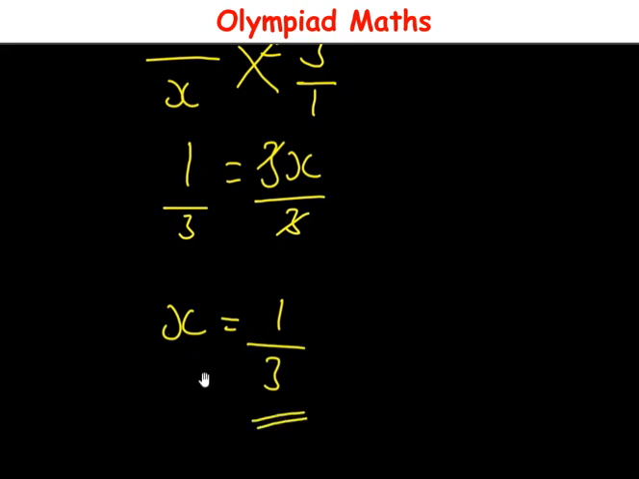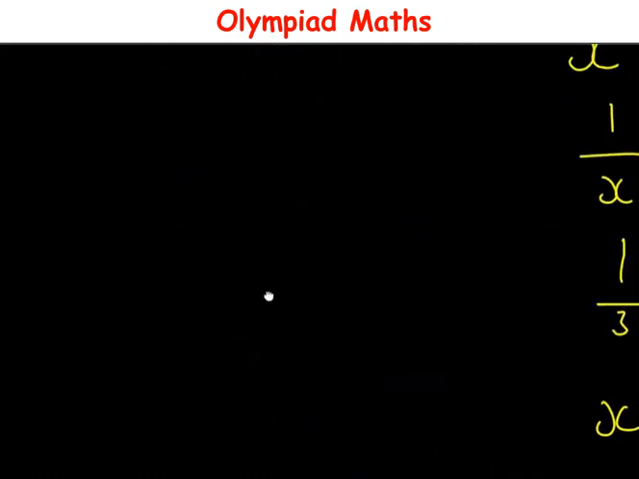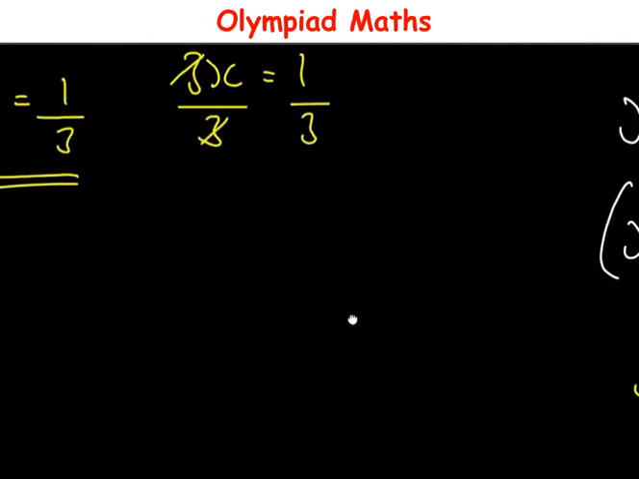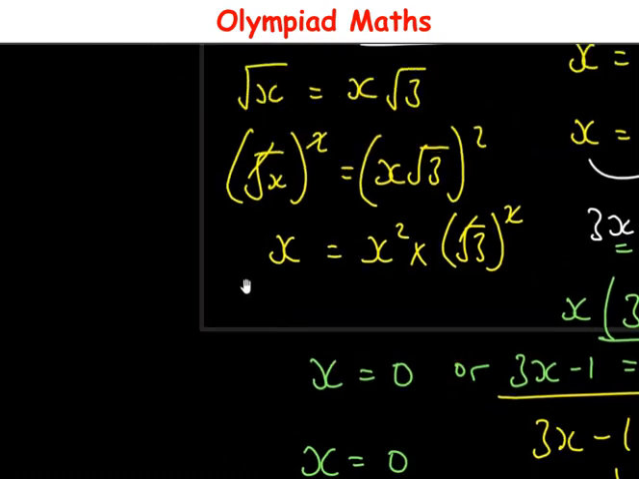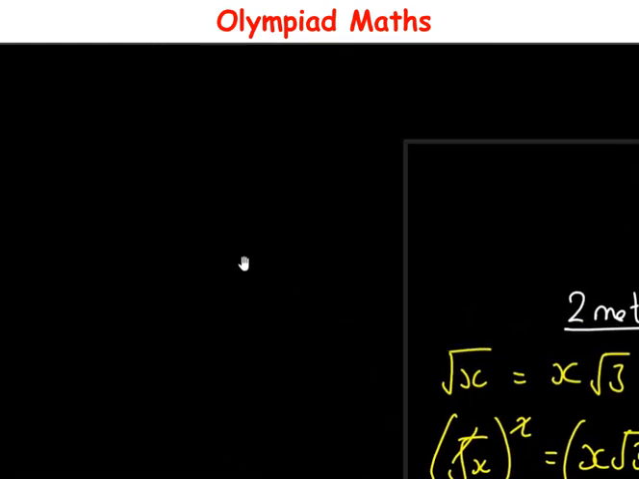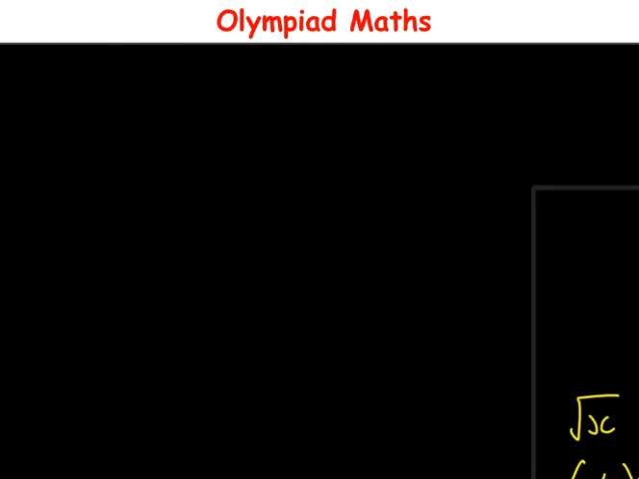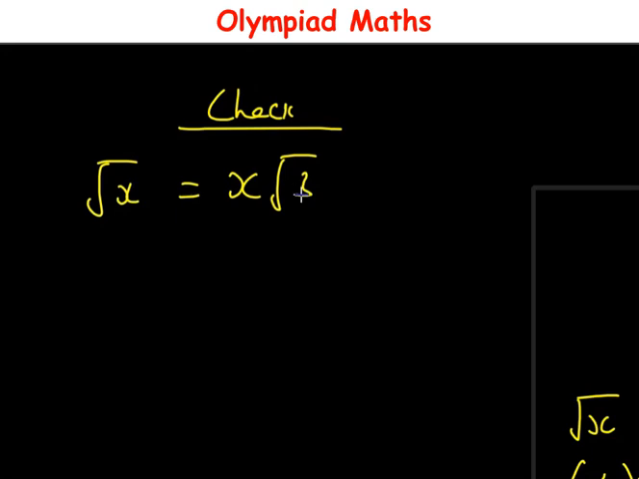So for the second method, we only got one solution. But for the first method, we got two solutions for the value of x: x equals 0 and x equals 1 over 3. So let us then check if these values of x that we have gotten are the correct solutions of x. Okay, so the question is root x is equal to x times root 3. Now, the first value of x is equal to 0 and the second is x equals 1 over 3.